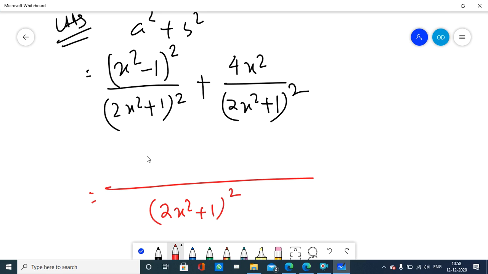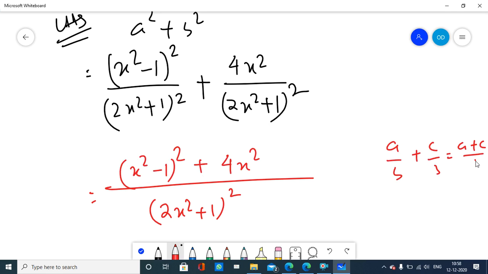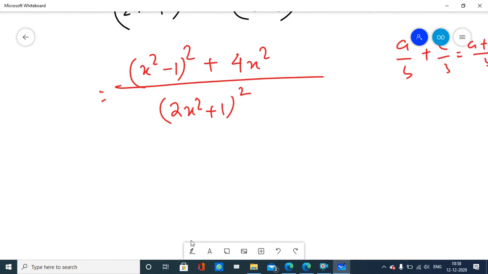Sir, 2x square plus 1, whole square. Okay. And on the numerator is x square minus 1 whole square plus 4x square. Because you see, you know that a by b plus c by b is equal to a plus c by b, isn't it? That's what I did.